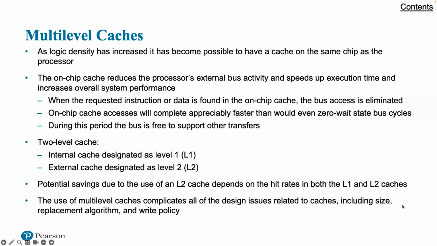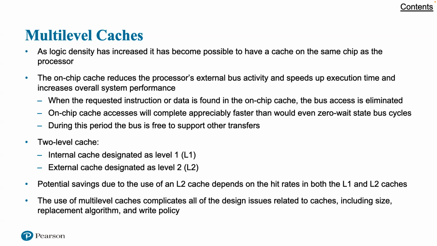What about multi-level caches? We have been talking about it, so now let's think about how that actually improves performance and why. As logic density has increased, it has become possible to have a cache on the same chip as the processor: the on-chip cache. Compared with a cache reachable via an external bus, the on-chip cache reduces the processor's external bus activity and therefore speeds up execution times and increases overall system performance. When the requested instruction or data is found in the on-chip cache, the bus access is eliminated. Because of the short data paths internal to the processor compared with bus lengths, on-chip cache accesses will complete appreciably faster than would even zero-wait state bus cycles. Furthermore, during this period the bus is free to support other transfers.